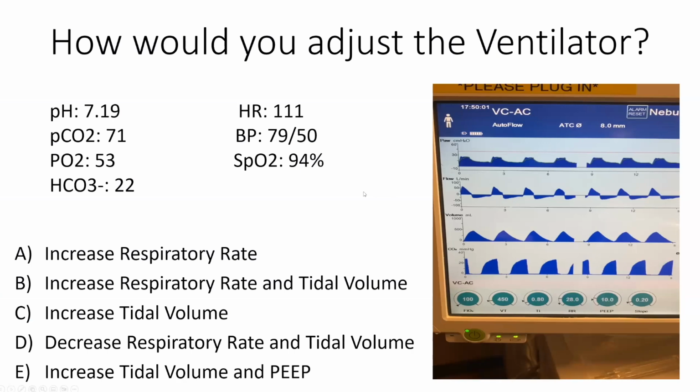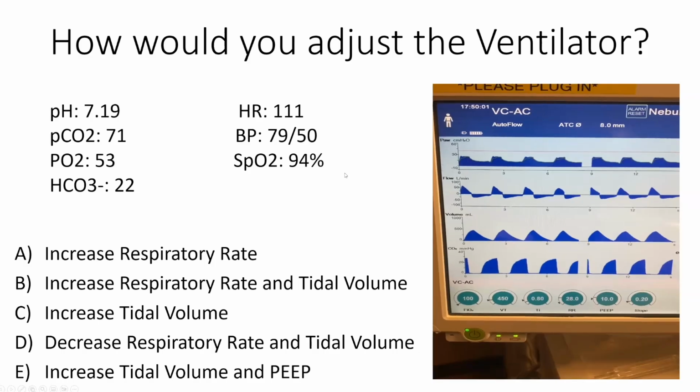And this is a clinical scenario. You have a patient that's kind of hemodynamically unstable, heart rate's 111, blood pressure's on the lower side. And on the left, you can see respiratory acidosis. pH is pretty acidotic with a high PCO2, hypercapnic, and borderline hypoxemic.